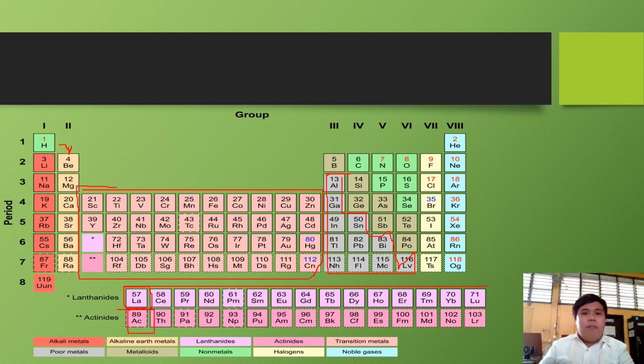Okay. Then we have the metalloids: the boron, the silicon, the germanium, the antimony, the polonium, the tellurium, and the astatine. Then we have the non-metals, this green. Then we have the halogens from fluorine to tennessine. Then we have the noble gases from helium to oganesson.